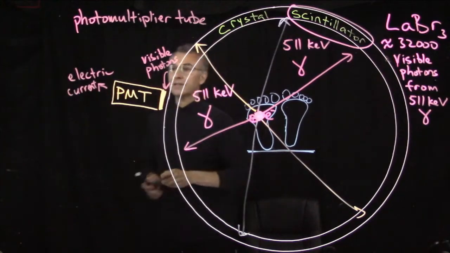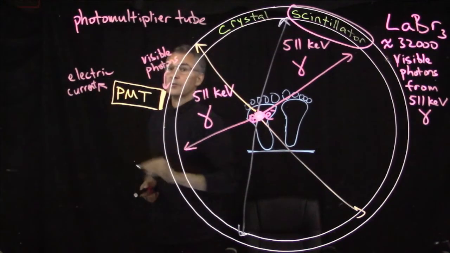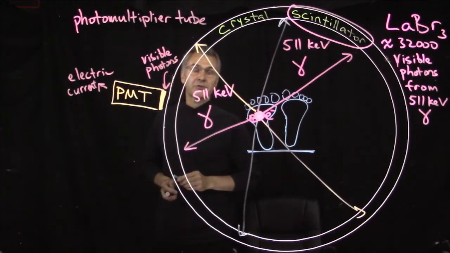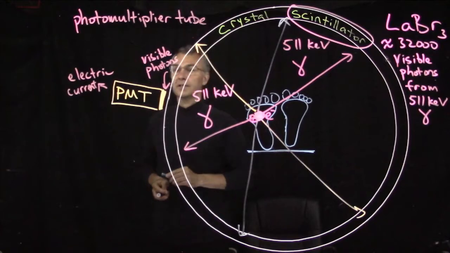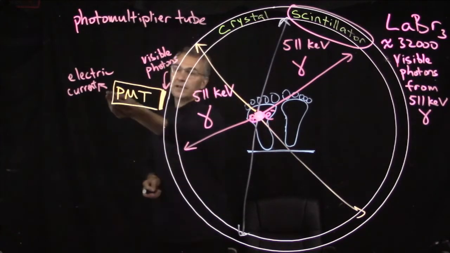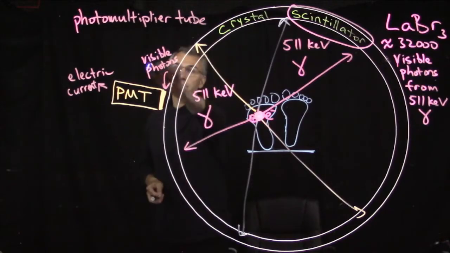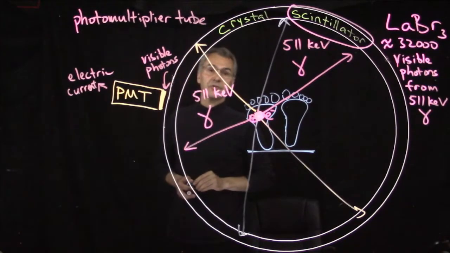So we will get a number of electrons out in proportion to the number of photons that go in. And the multiplication factor is typically hundreds of thousands or maybe even millions. And that's useful because it gives us an electric current which is big enough to measure with electronics, even for just a few tens of thousands of photons.